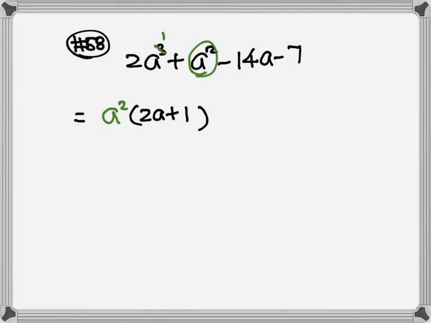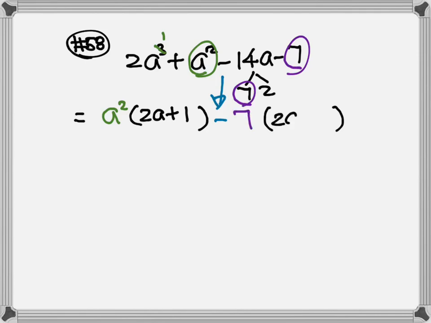Again, if nothing is left, you must put a 1. So a squared, everything goes out, and you must put a 1 for the a squared. Bring down the middle sign. This sign is minus. Let's find the common factor for the last two. 7 times 2 equals 14, so the common factor is 7. So 7 goes out. Inside, we have 2a minus 1. Again, if you factor out the whole number, you must put a 1.